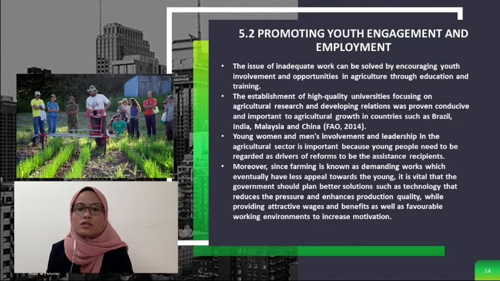Furthermore, the participation of young people is also important in decision making, and this enables them to voice their suggestions about this sector. So the government can support their rights.